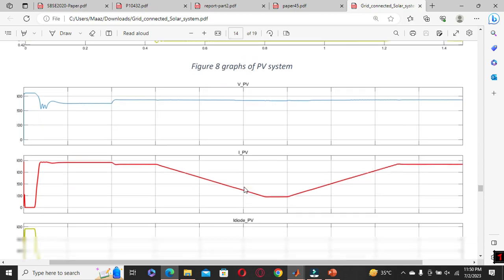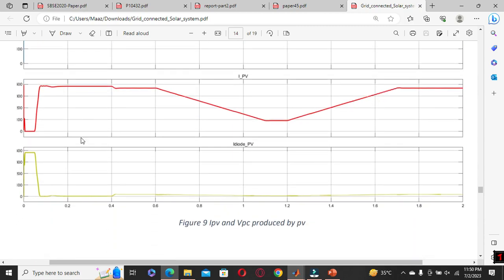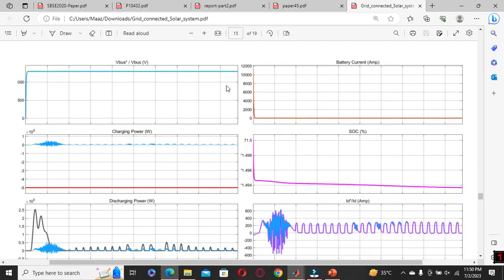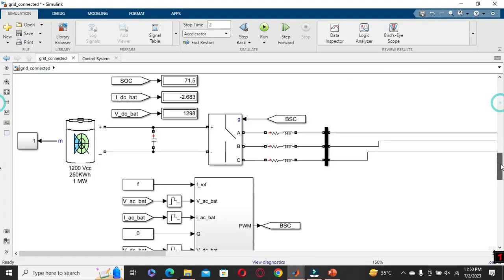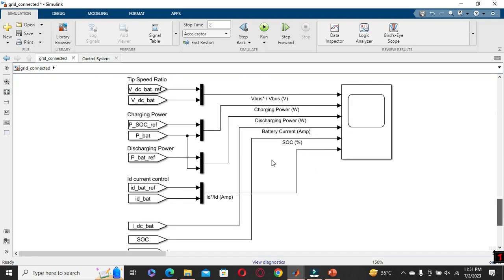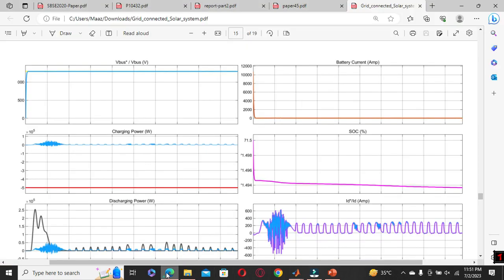Here is the V graph with the IPV graph, the diode graph of each panel. So I think it does not need to be discussed. What is this graph here? This is the graph of the battery PMS that I attached here. Here you can see this is the controller that is controlling the frequency, and it also goes automatically to charge mode and discharge mode, right? So this is the graph that is plotted here.